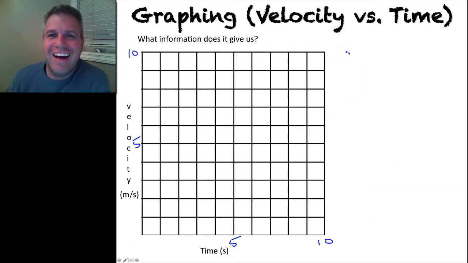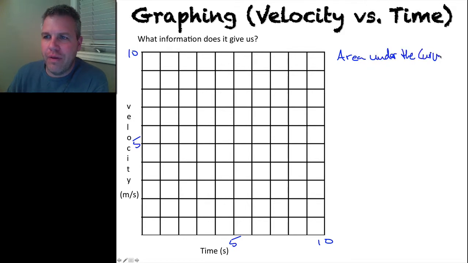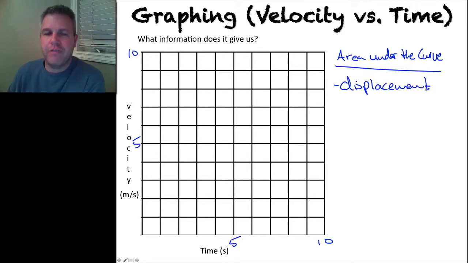The second thing I'd like you to know about the velocity versus time graph is something known as area under the curve. The area under the curve gives us displacement, so how far the object has gone from the beginning to the end of its movement. It's not going to give us distance, it's going to give us displacement. So, for instance, if I put a line on here, let's go at 5 meters per second for 5 seconds.